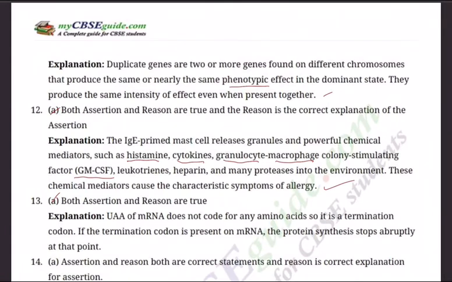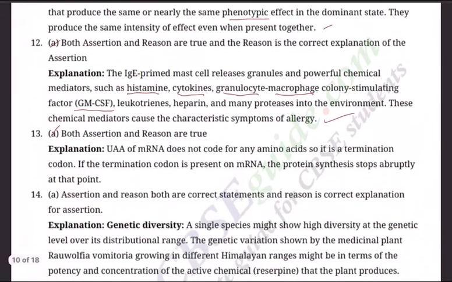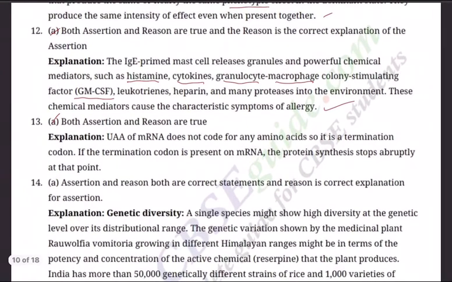Question 13. Again, answer is A. Both assertion and reason are true. Explanation: UAA of mRNA, that is stop codon, does not code for any amino acids. So it is a termination or stop codon. If the termination codon is present on mRNA, protein synthesis stops abruptly at a point.